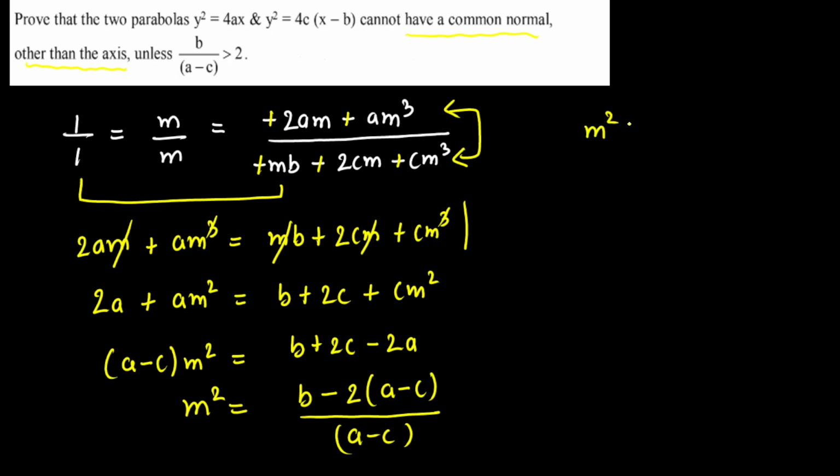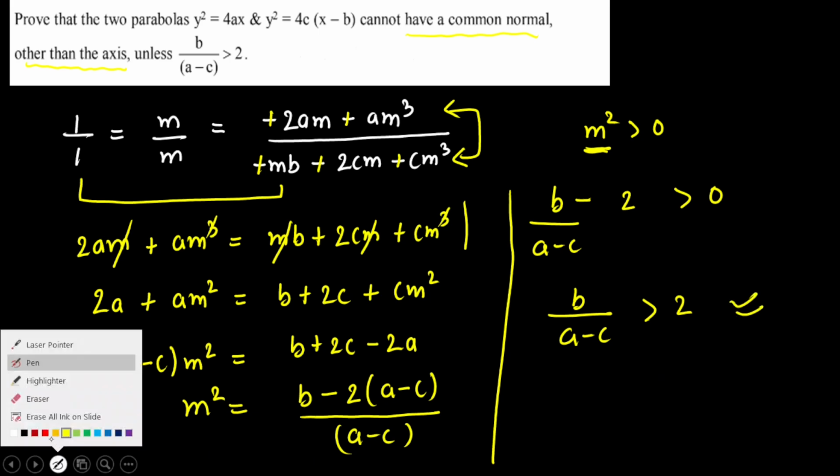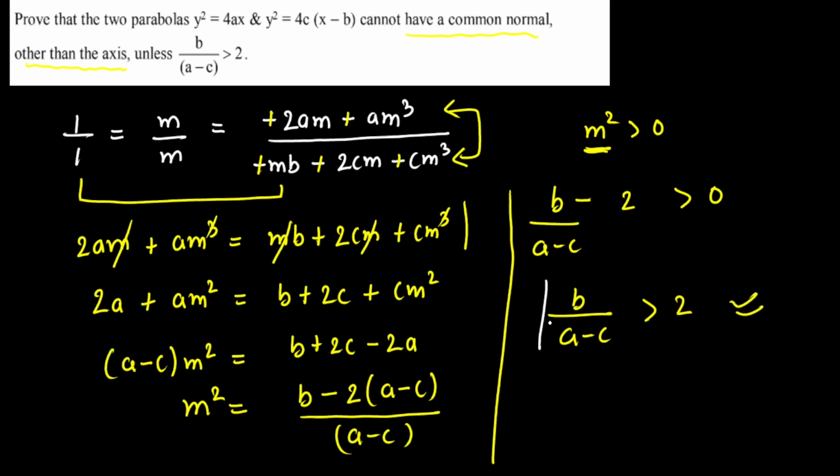If m square is positive, that means we'll have more than one normal other than axis. So let's take m square positive. The value of m square, I can write this as b upon a minus c, and then dividing individually, minus 2, is greater than 0. So if m square is positive, that means we'll get two values of m. That means we'll get b upon a minus c is greater than 2. Only on this condition we'll have more than one common normal, that is other than axis. So I think we have proved our part, hence proved, and that'll be all.